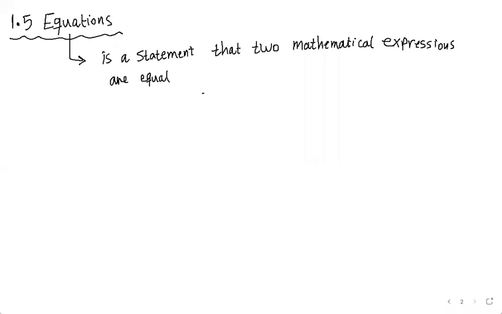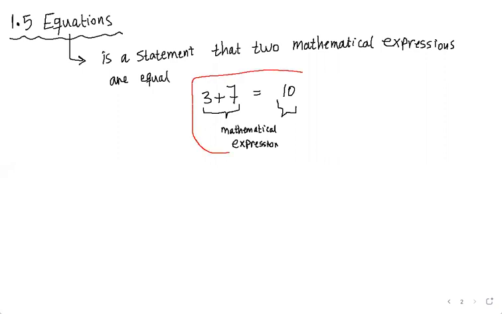Like in a simple way, 3 plus 7 equals 10. This is the simplest thing. This is a mathematical expression equal to another mathematical expression. So a mathematical expression equal to another mathematical expression, this is an equation. All of this inside is an equation. So this is briefly the meaning of equation in math.